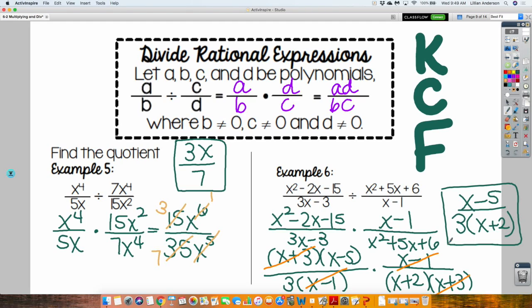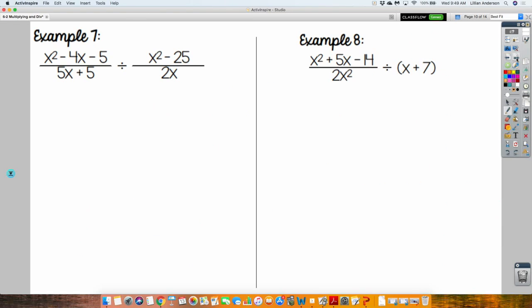Okay. So dividing, just one extra step: keep, change, flip, and then it's just like multiplying. But again, you gotta know how to factor. It's gonna be key.